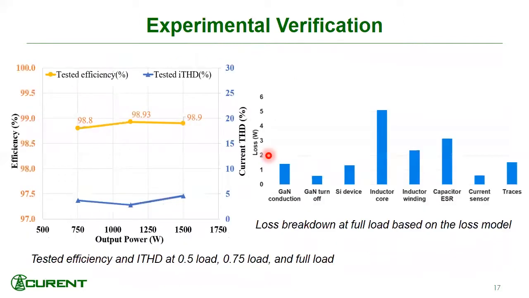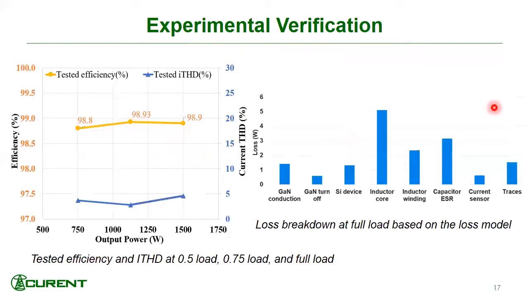Apart from the full load testing, we also operate the converter at half load and 0.75 load. As you can see, the efficiency curve is very flat for the three points, all about 98.8%. Actually, at this point, it's almost 99%, and the THD is all below 5%.